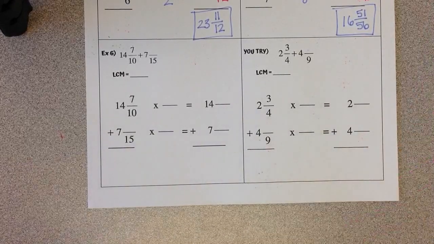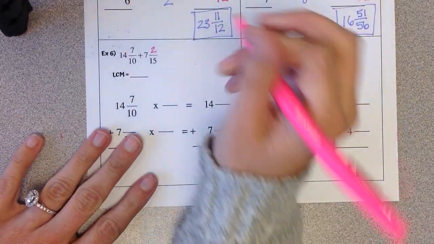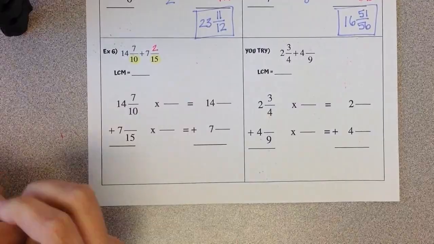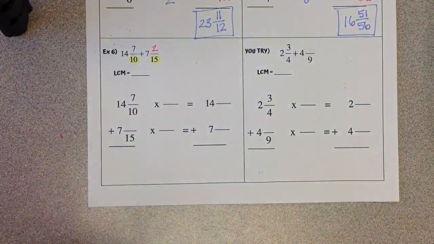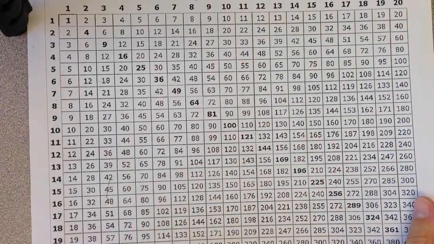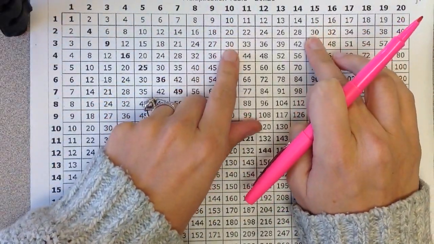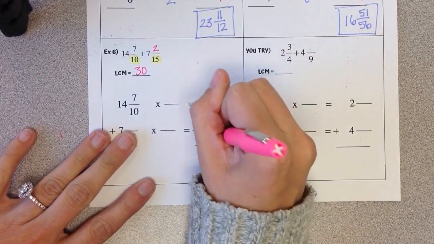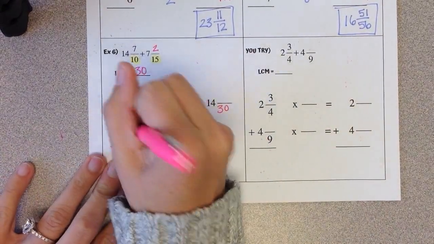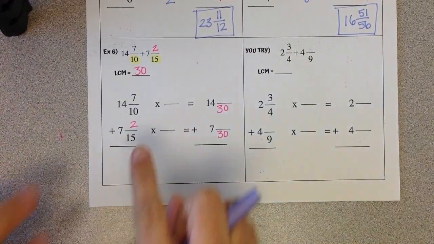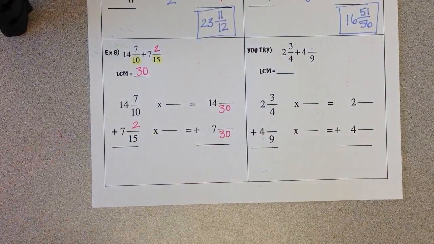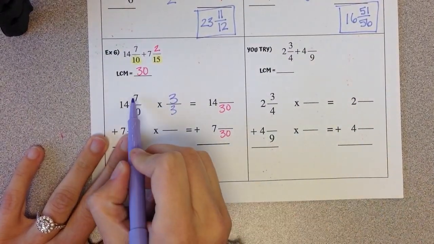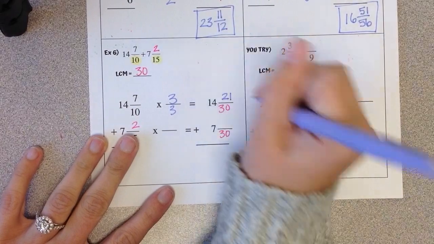14 and 7/10 plus 7 and 2/15. Again, first thing we're looking at is finding the least common multiple of our denominators, 10 and 15. The lowest number that they both multiply into is 30. So their least common multiple is 30. That means the denominator in our answer over here needs to be 30. Now we can convert. 10 times what equals 30? 10 times 3 is 30, so if we multiply the bottom by 3, we need to multiply the top by 3. 7 times 3 is 21.